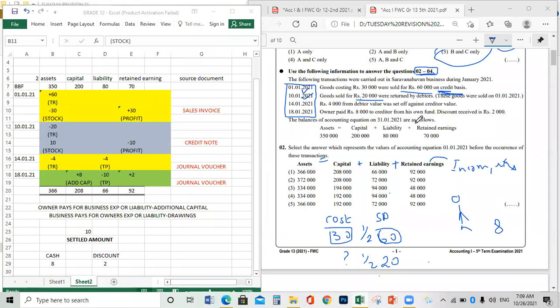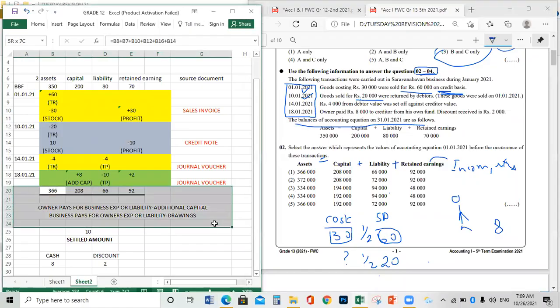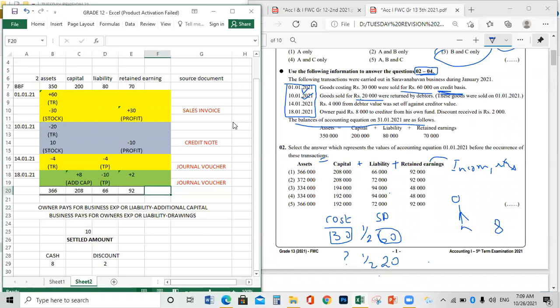Oh, wait. They have given the open, sorry guys, wait. The question we didn't read properly. Yes, now only I also read the balances of the accounting equation. The closing date is given, guys. The closing date of the accounting equation is given. Okay, that's a mistake. Yes, I'm sorry. Just now, thank you. I don't know who told that. Wait.